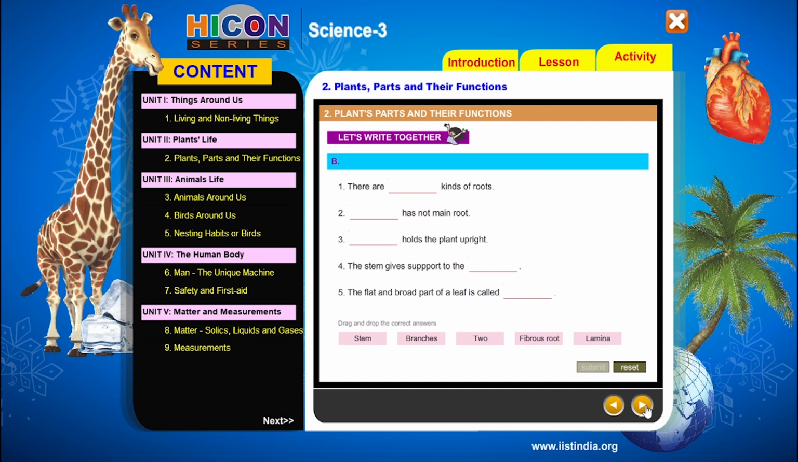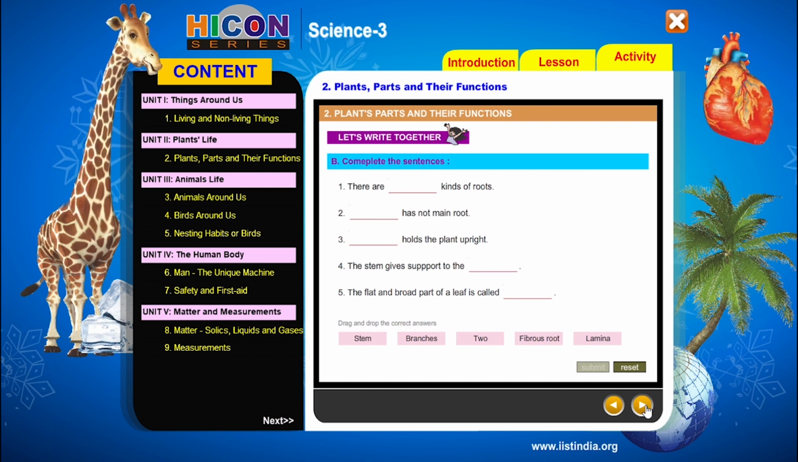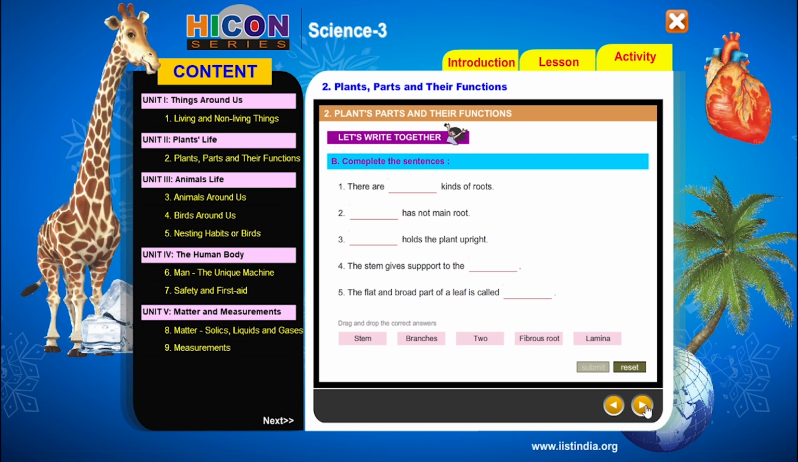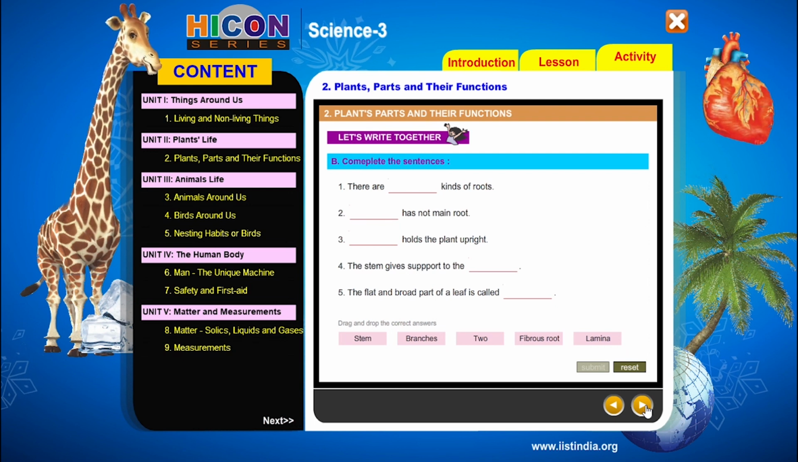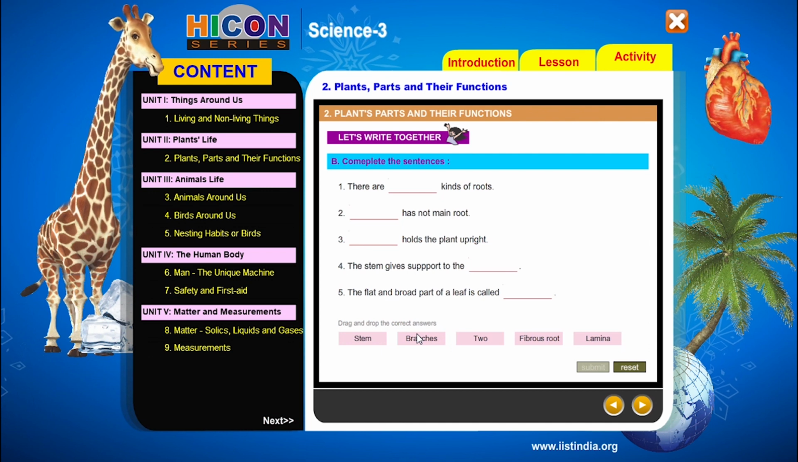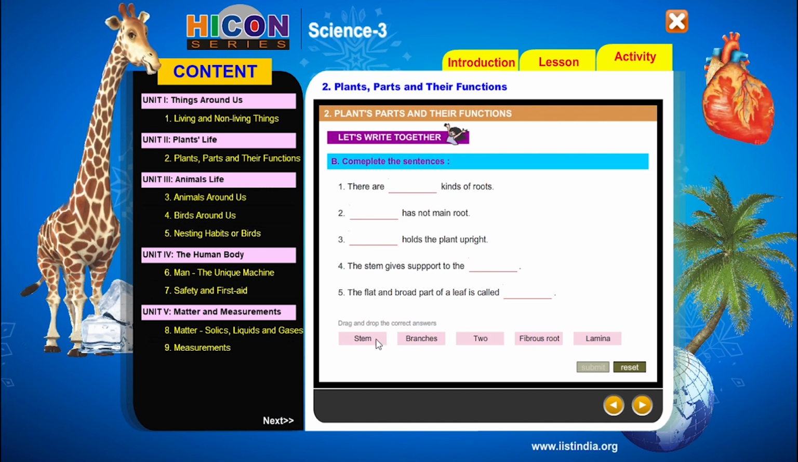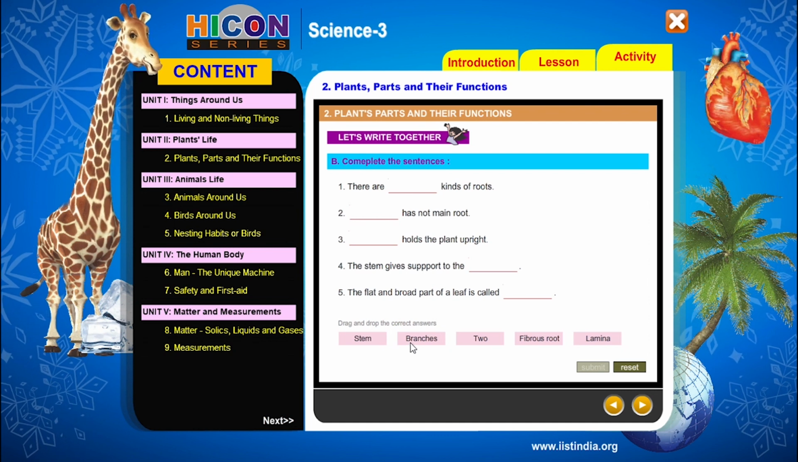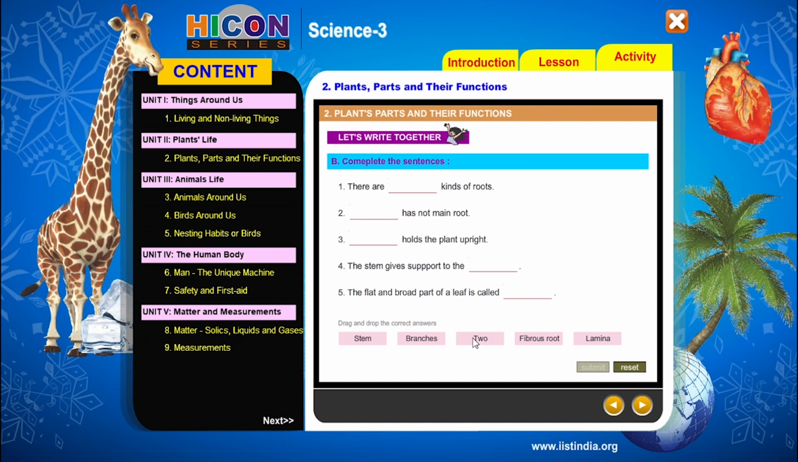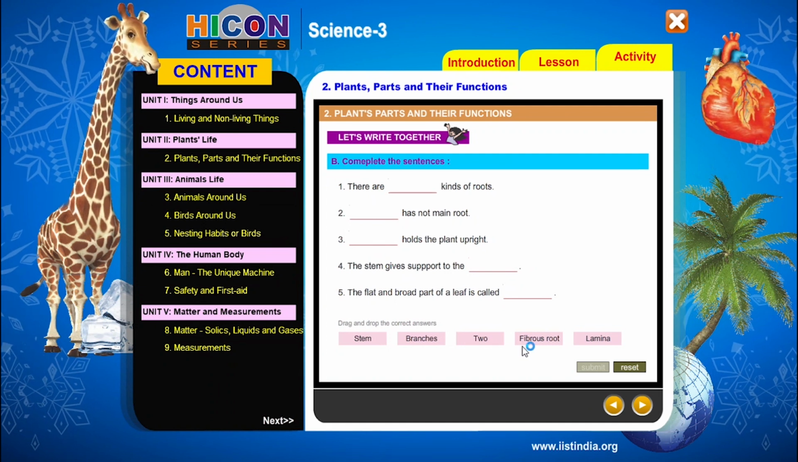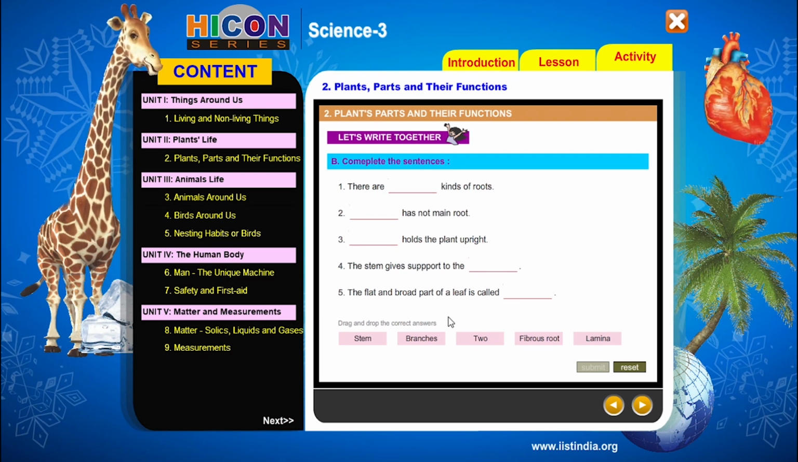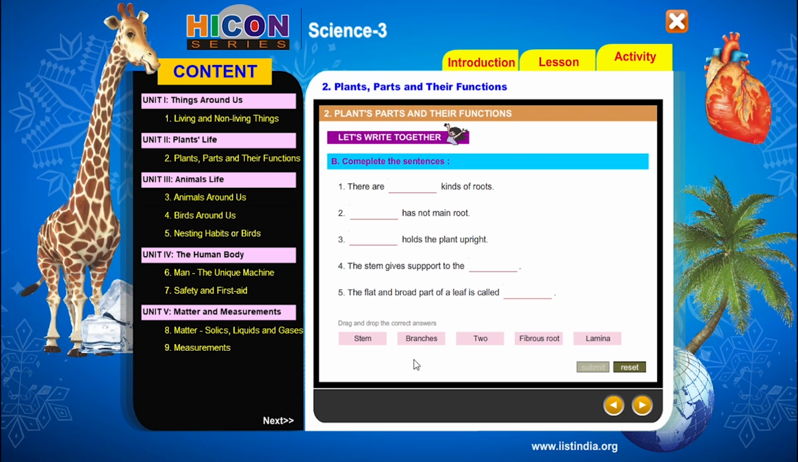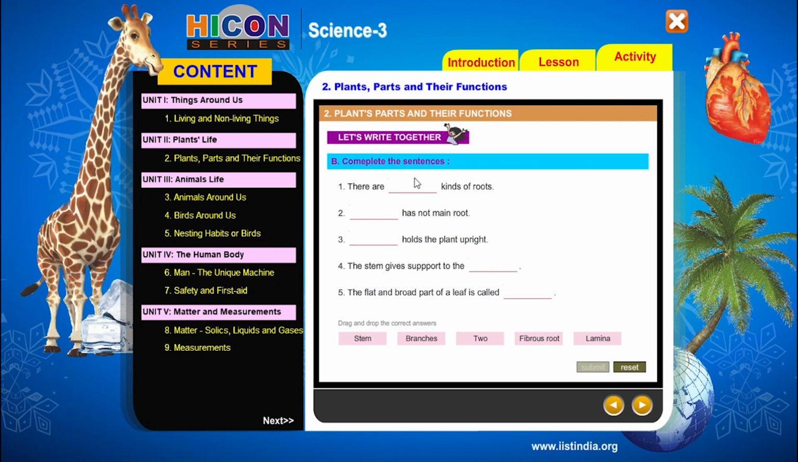So the next part in our activity session is complete the sentences. Children, see the screen, you are observing 5 sentences are given and the answers are also given below the sentences in pink colored boxes. So here the answers given are, the first one is stem and the second is branches, the third one is two, the fourth one is fibrous root and the fifth one is lamina. Now we have to choose the correct answer among the given answers and write that correct answer in the blanks. So read the first sentence.